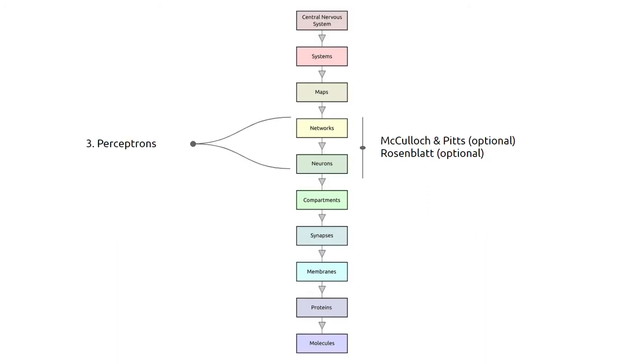What's that? Well, okay, so back to this overall diagram that we're going to be using throughout the course. We're basically going to be starting by looking at the very first computational models of neurons and very, very small networks of neurons.